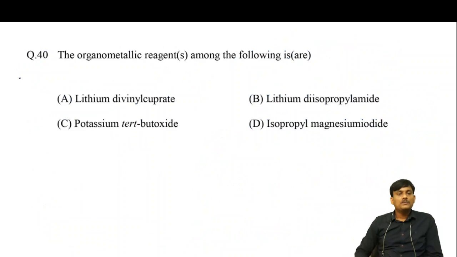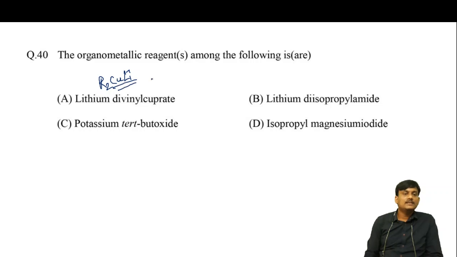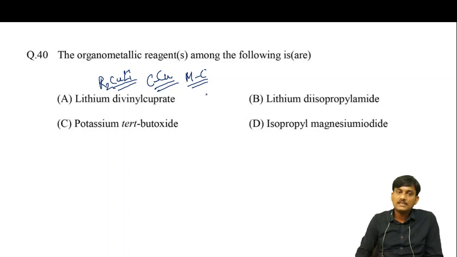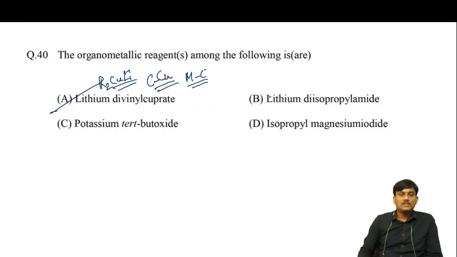The organometallic reagent among the following is, okay, lithium divinyl cuprate. This is R2CuLi. This one is Gilman reagent. Here there is a bond between carbon and Cu. So when there is a MC bond, when there is a direct bond between metal and carbon, those compounds are called as organometallic compounds. So this one is the organometallic compound.